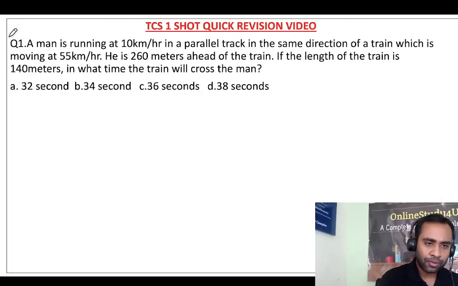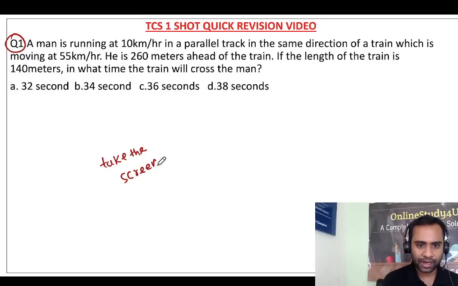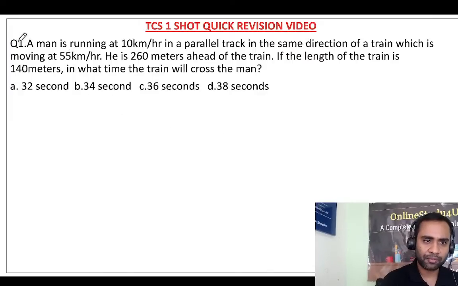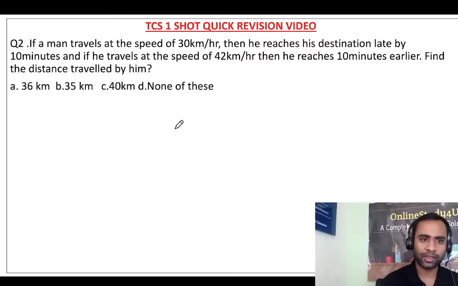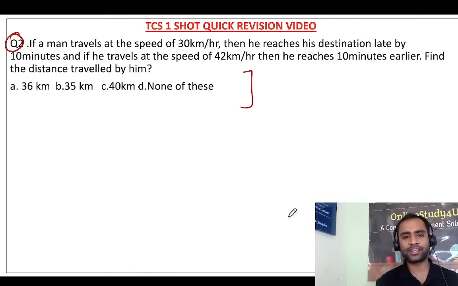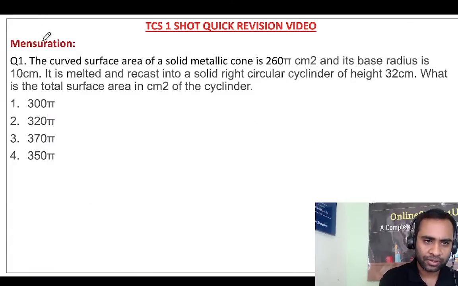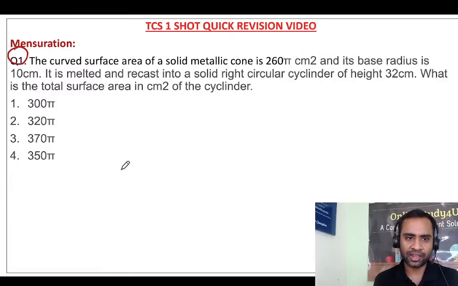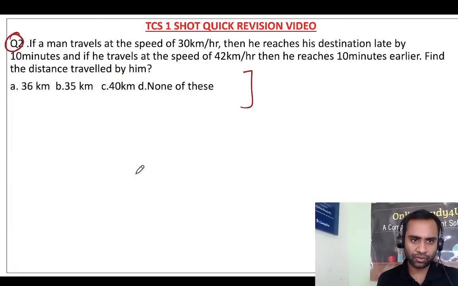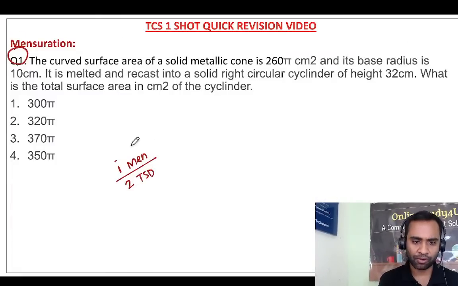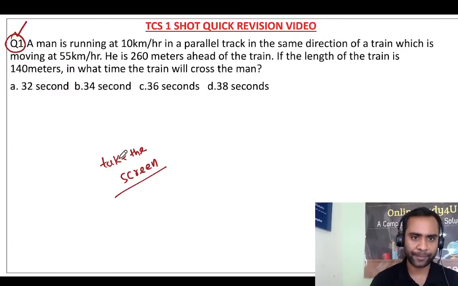Now, take a screenshot of this question, solve the question and let me know the answer. So question number 1, take the screenshot, and then question number 2, take the screenshot, and let me know the answer in the comment section. One more question is there, a mensuration question. Take the screenshot, solve it, and let me know in the comment section. So one mensuration question and two time and distance problems you have to solve, and let me know the answers in the comment section.